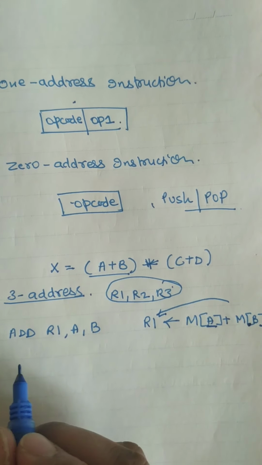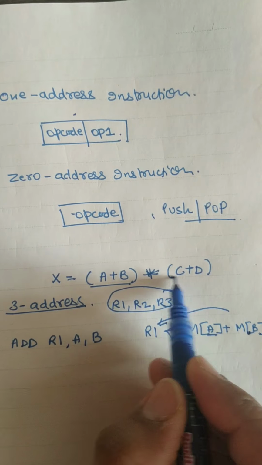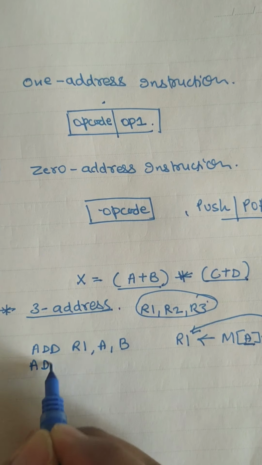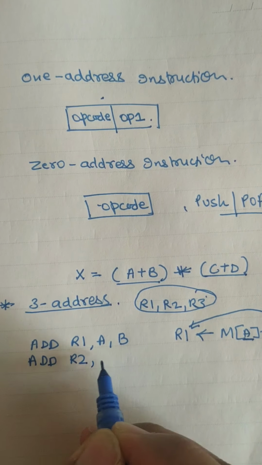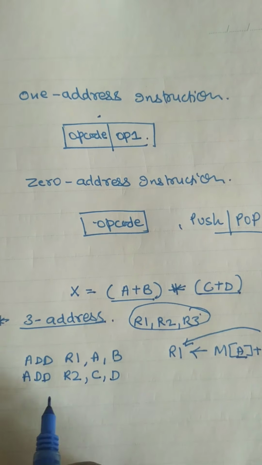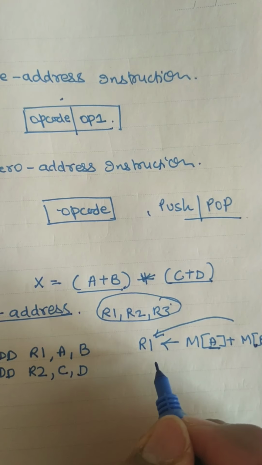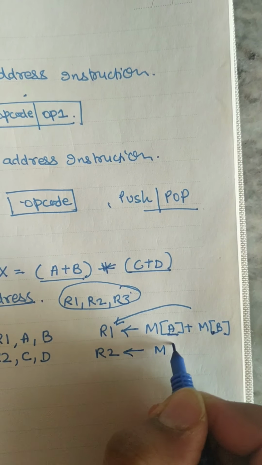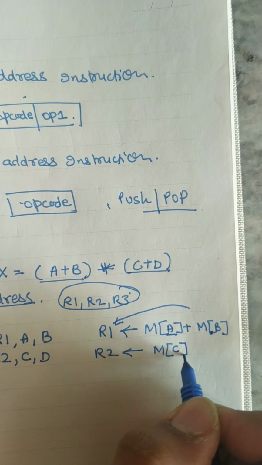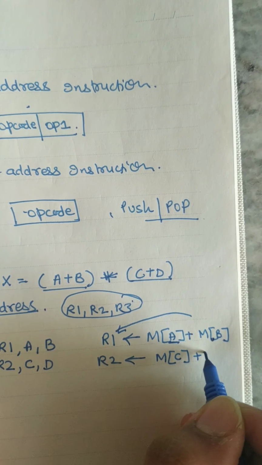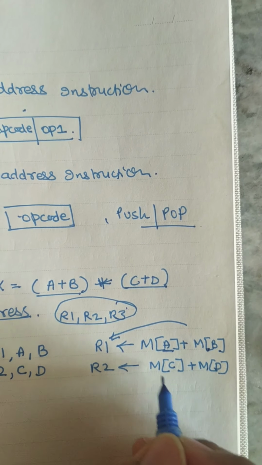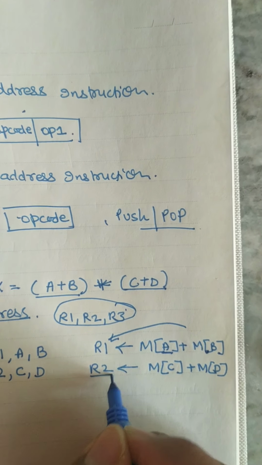Similarly, we can perform this operation C and D. It will be written as ADD R2, C, D. Similarly, this instruction will be executed as R2 equals content of memory location at C added to the content of memory location at D, and the result will be transferred to the register R2.